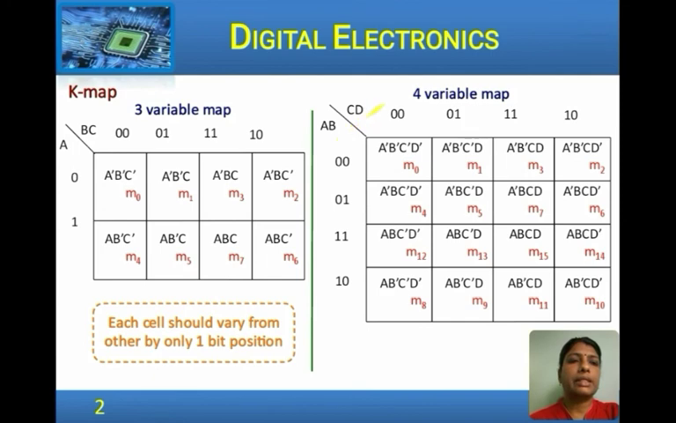And similarly, ABCD could also be altered as AB at the top and CD here. In that case, the numbering will vary in the vertical direction. So, be careful, use one method, and this is the normal method of numbering that is used. So, follow this scheme.